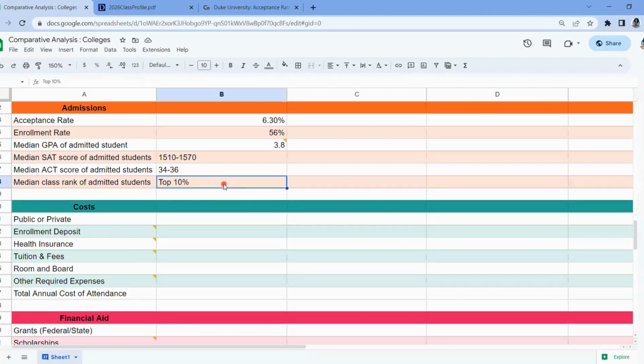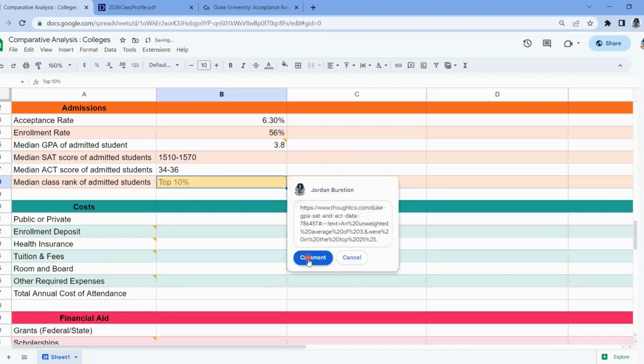Most of the admitted students were in the top 10% of their high school class. And this final point was also self-reported through a survey of admitted students.